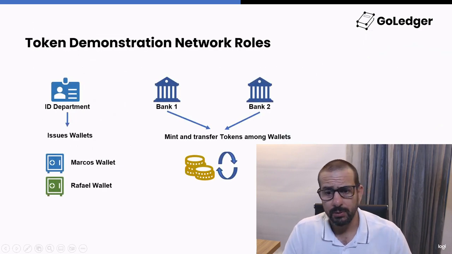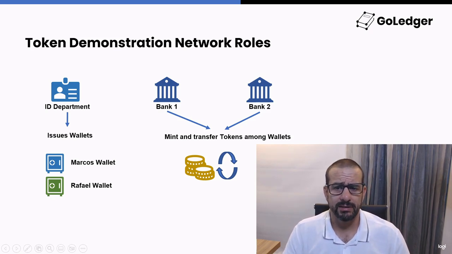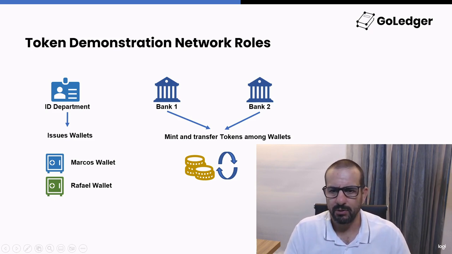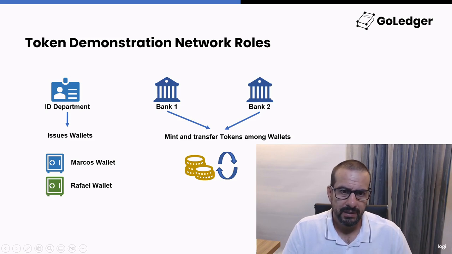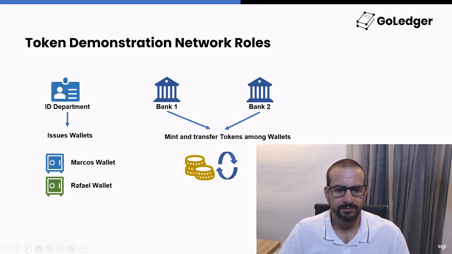The network will be pretty simple. We basically will imagine one organization that will provide the wallets, some kind of ID department that will create them. Basically, I will create in this demonstration 2 wallets, one for Marcos and another for Rafael. And the other 2 organizations will be 2 banks that will mint and transfer tokens among wallets.